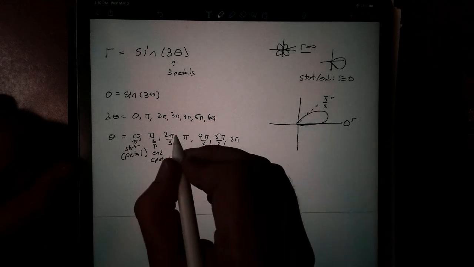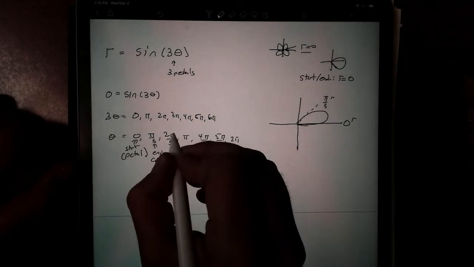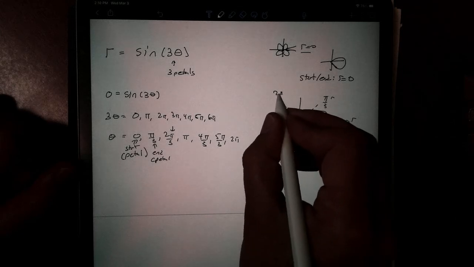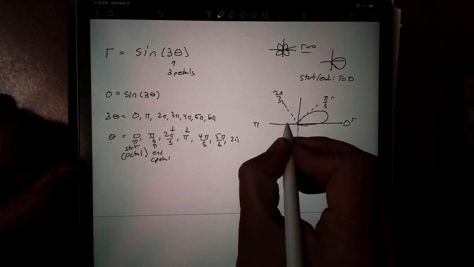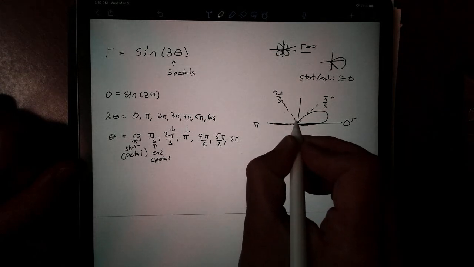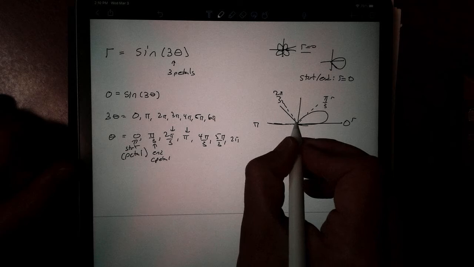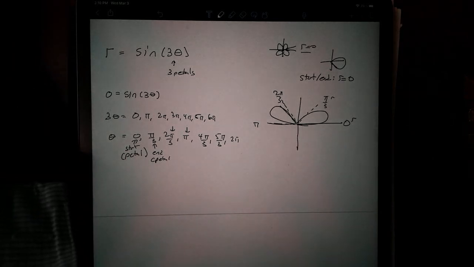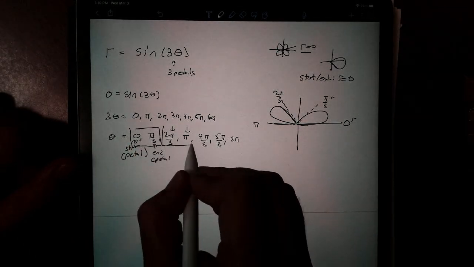Well, what about the next one? Take a look. When is the next time my radius is 0? Here. So I'm going to start at 2 pi over 3. Where do I end? At pi. So between 2 pi over 3 and pi, I have my next petal. So there's one petal, there's our second petal.